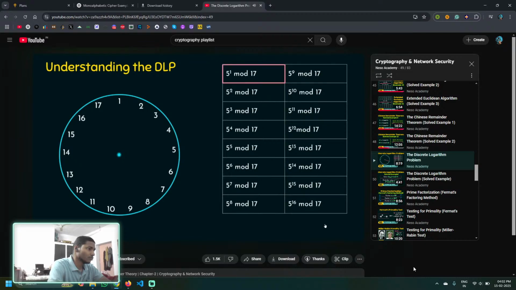Let's start with 5 power 1 mod 17. 5 power 1 mod 17 is 5. 5 power 2 mod 17 is 8. 5 power 3 mod 17 is 6. 5 power 4 is 13. 5 power 5 mod 17 is 14. 5 power 6 gives 2. 5 power 7 gives 10. 5 power 8 gives 16. 5 power 9 gives 12. 5 power 10 gives 9.